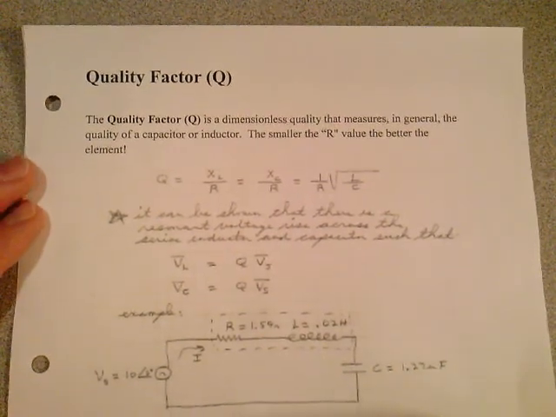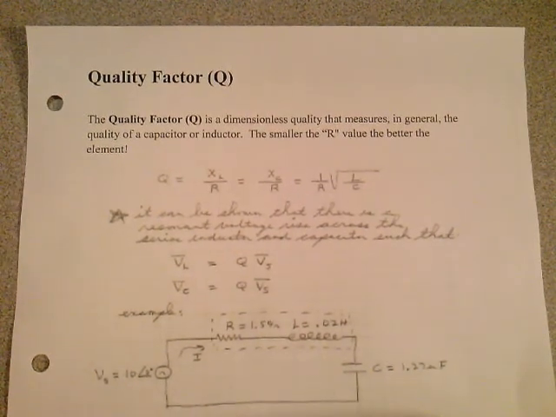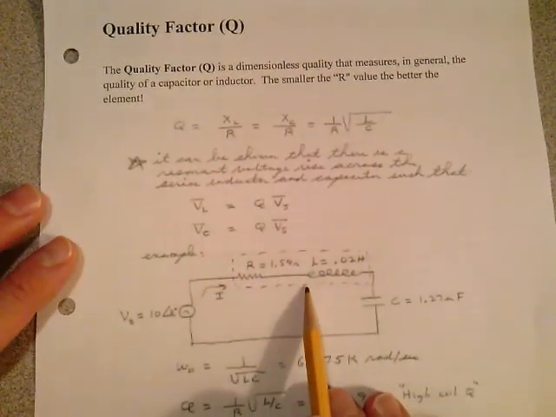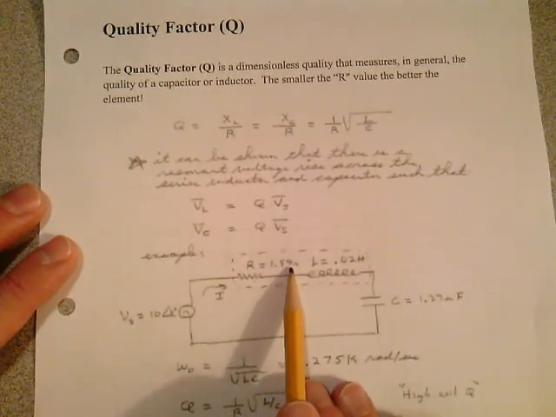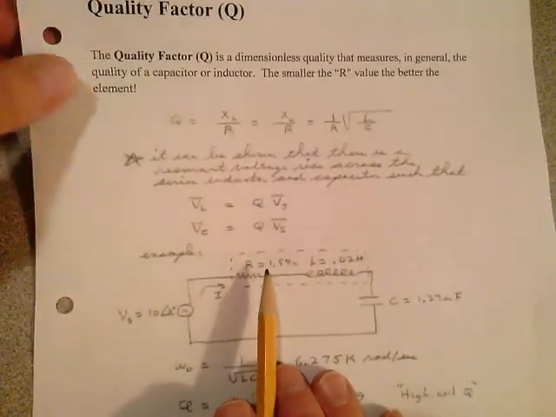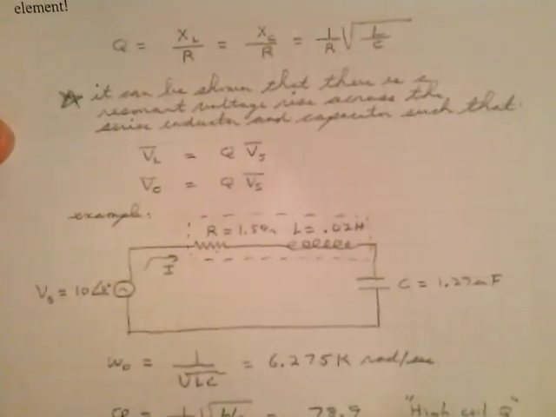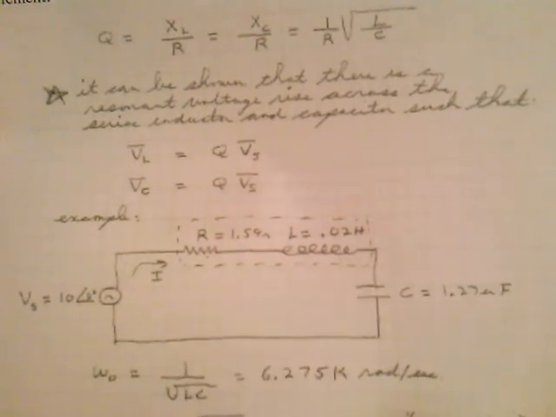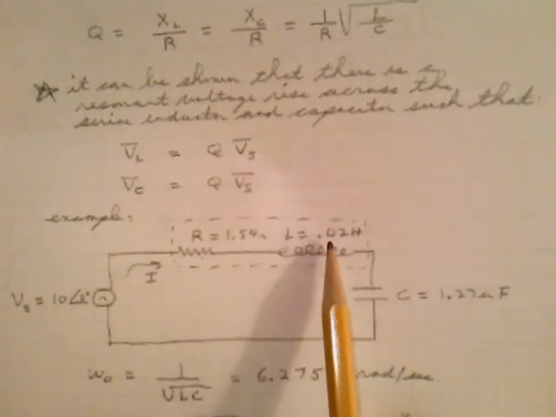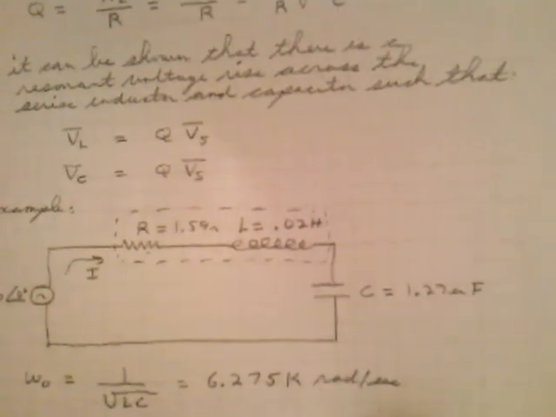The resistance is the distributed resistance in the windings. It's very small, but it plays a part. So the way I modeled it in this example down here is this R here, and that's what that is. Let me hold up so you can see it. In this example down here, I have R equal to 1.59 ohms, the inductor equal to 0.02 henries, and the capacitor equal to 1.27 microfarads.